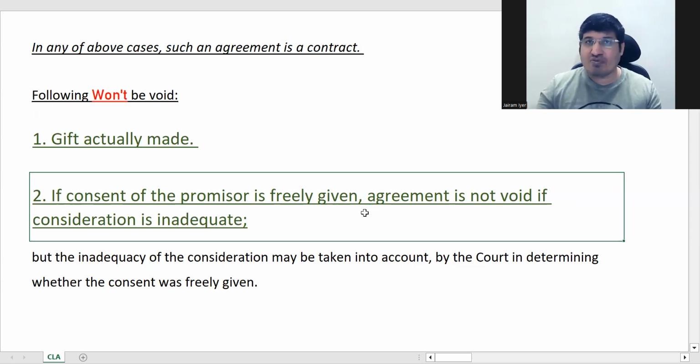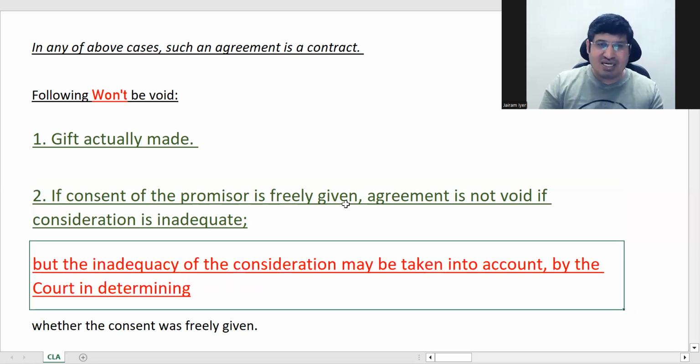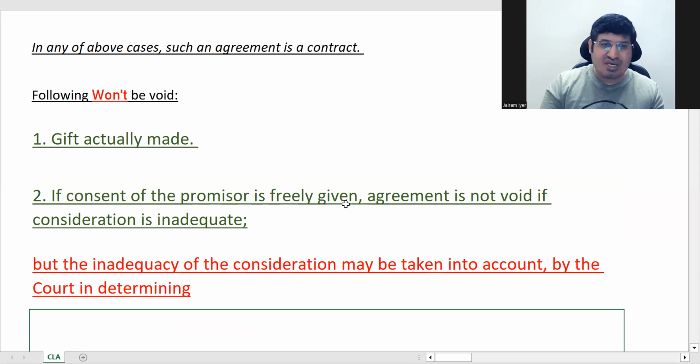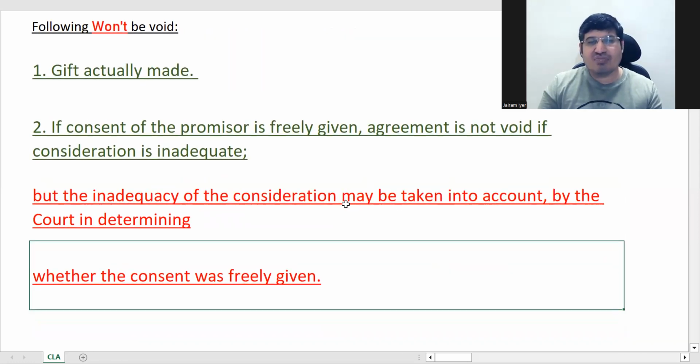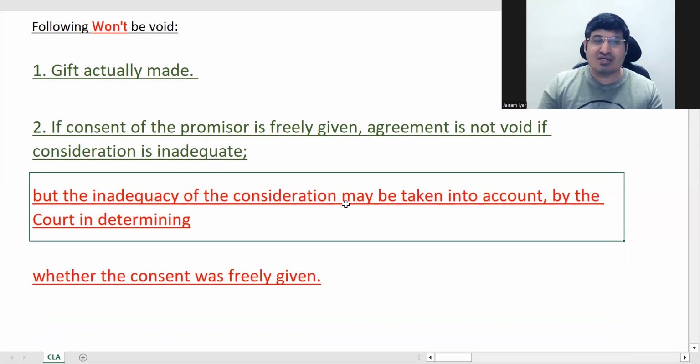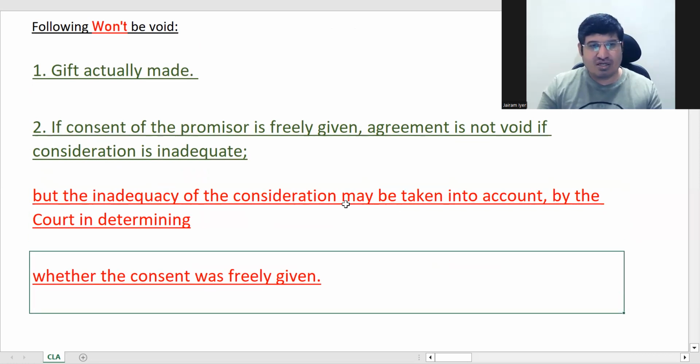Coercion means use of force. Okay, if there is some goon or gunda asking for your bike for 20,000, and out of fear you are giving it, then it is not a contract. So consent should be freely given. Okay, so the agreement is not void, but there's one thing: inadequacy of consideration can be used by the court for determining whether consent was free, or whether it was forced by coercion or means like that. Okay, fine.